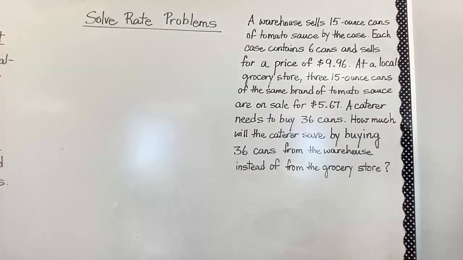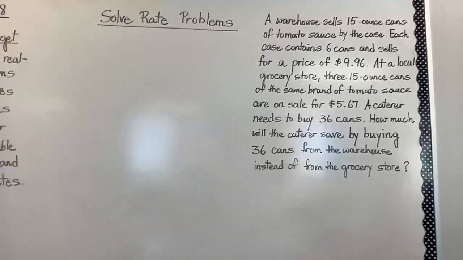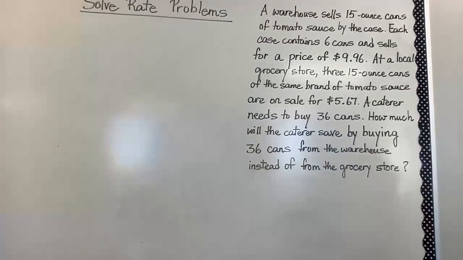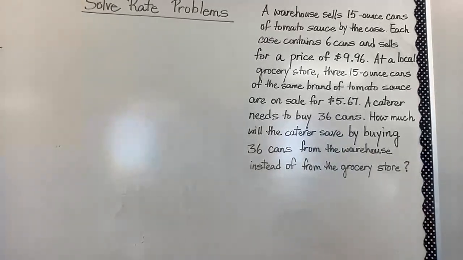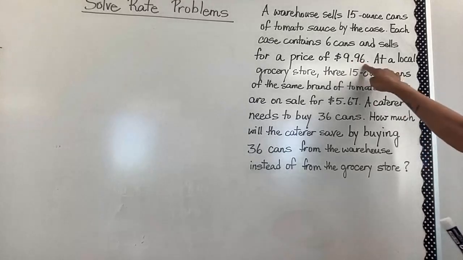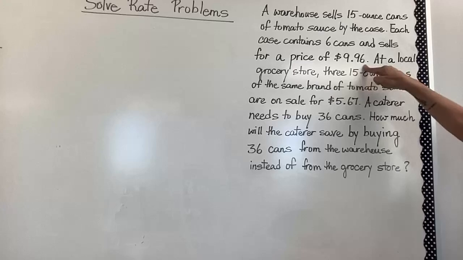So we are going to look at this, and I'm going to use this part to write on. Okay. So we're going to construct a bar diagram to represent each situation, and we're going to draw 2 bars. One is going to represent the cost of tomato sauce cans at the warehouse, which is $9.96 for 6 cans.